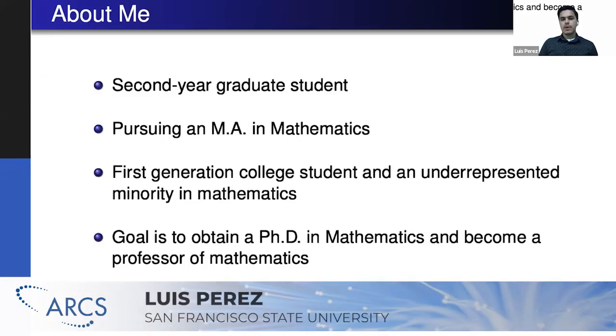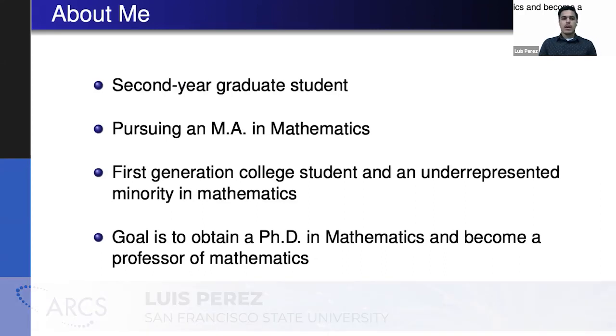Hello, my name is Luis Perez, and I'm a second-year graduate student in mathematics and hope to complete my degree this semester. I'm a first-generation college student and an underrepresented minority in mathematics. My academic and career goal is to earn a PhD in mathematics and become a professor that teaches, conducts research, and most importantly, takes an active role in diversifying mathematics.